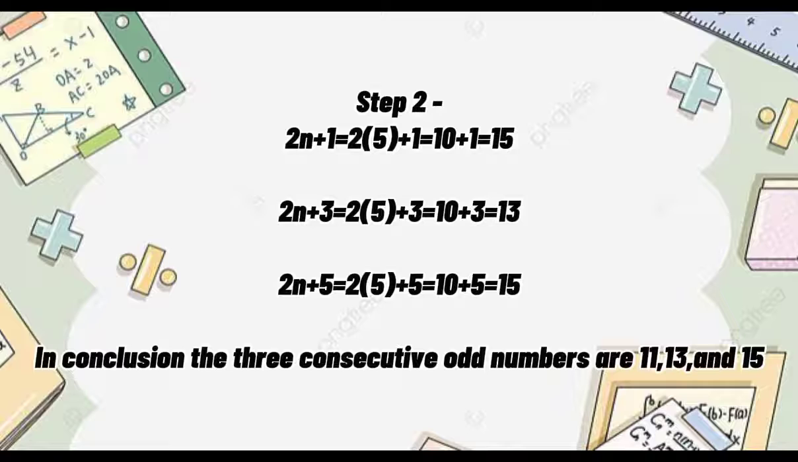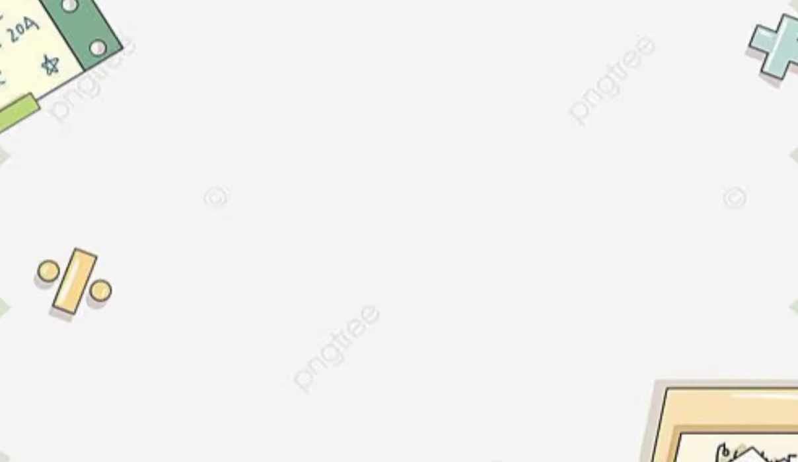The next one is 2n plus 3 is equal to 2 times 5 plus 3 is equal to 10 plus 3 equals 13. The last one, 2n plus 5 is equal to 2 times 5 plus 5, which is 10 plus the constant number, which is 5, so it's equal to 15. In conclusion, the 3 consecutive odd numbers are 11, 13, and 15.